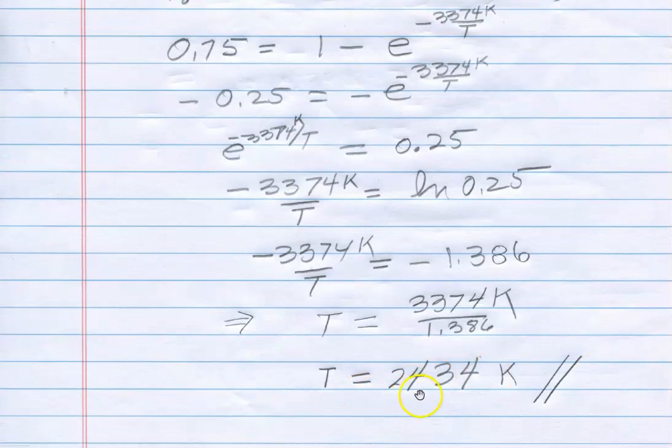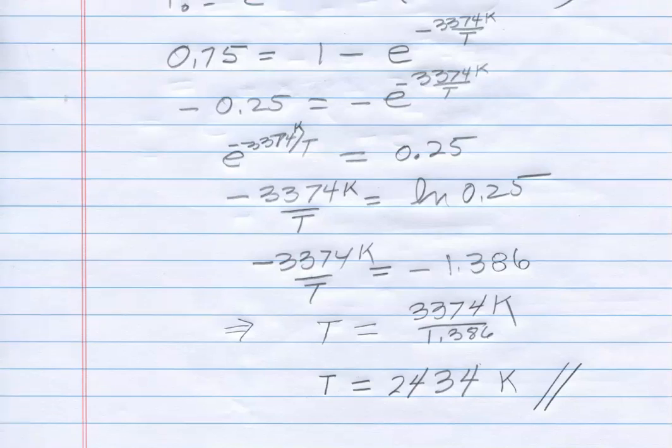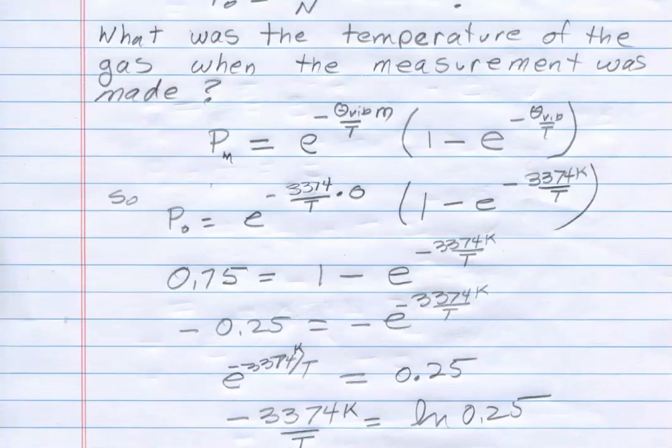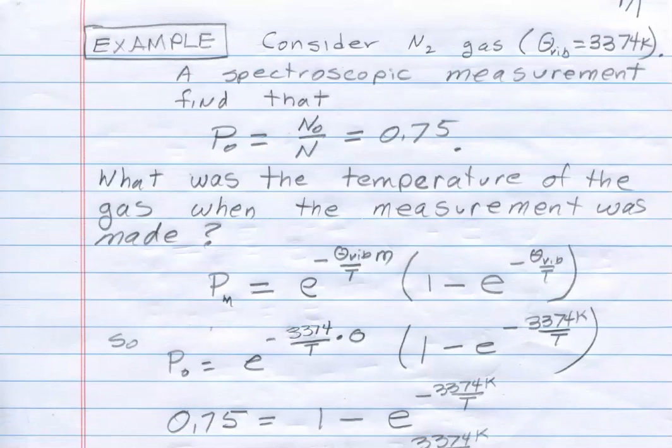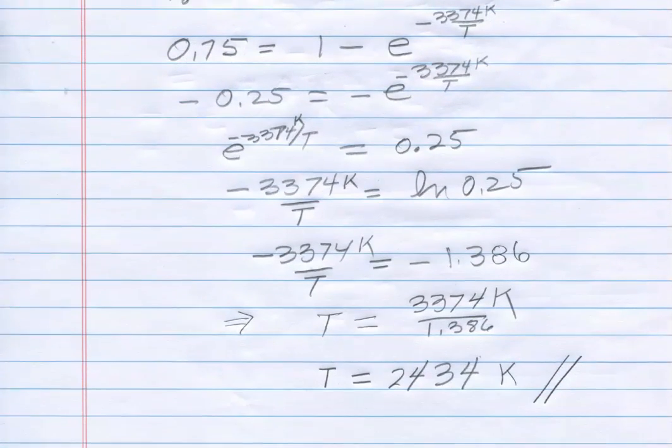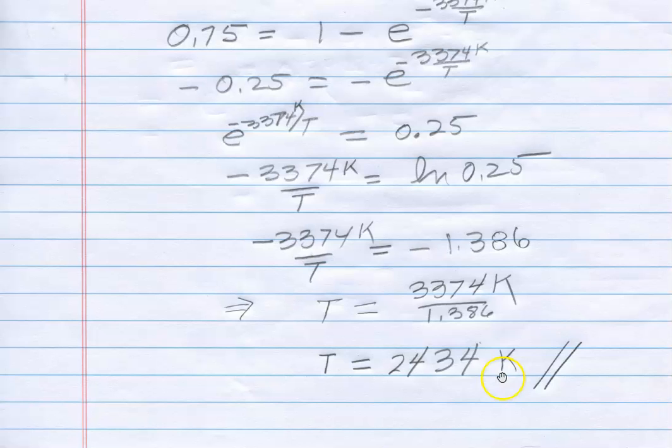And then if you look at it, that's a little over 2400 Kelvin in temperature. So you can see that to get even 3/4, that's a large percentage, I have to be at a significantly high temperature, at least in terms of ordinary temperature, this is certainly significantly high.